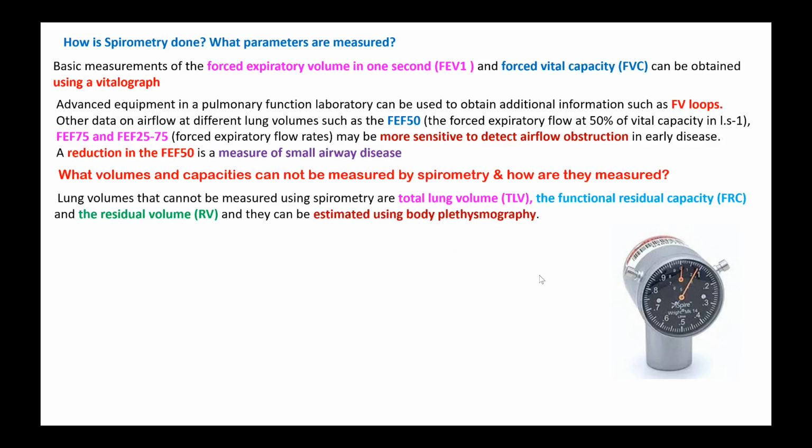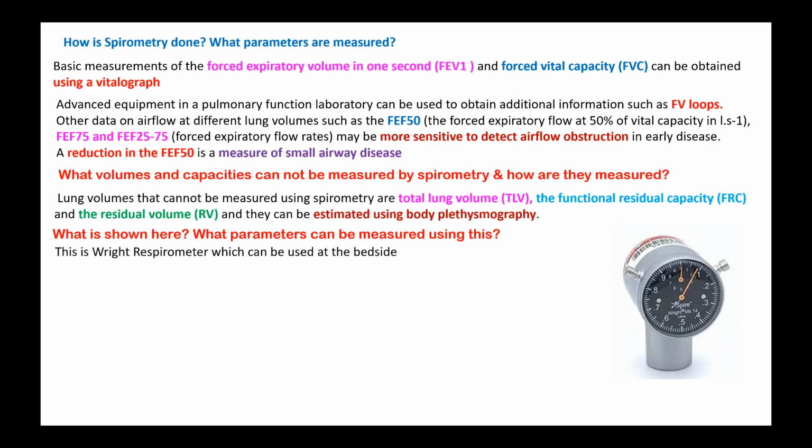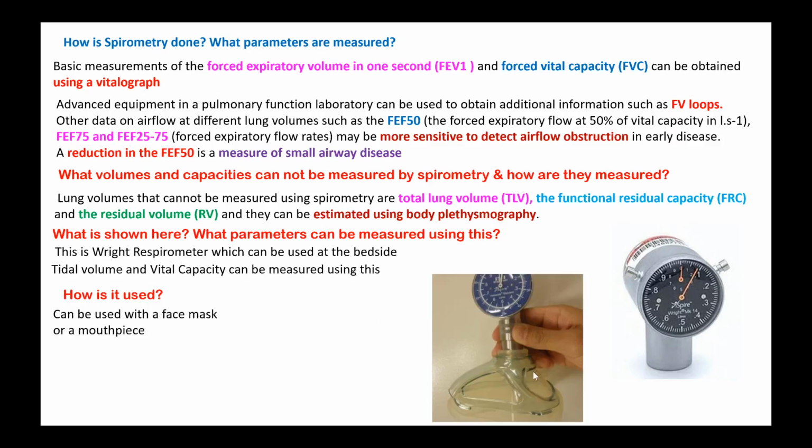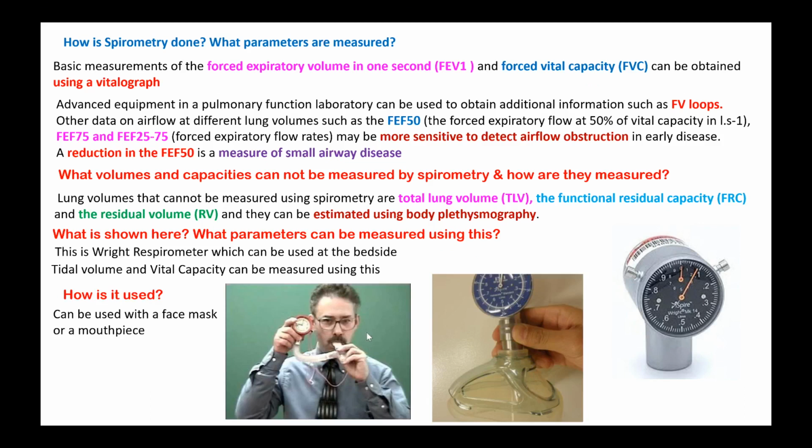And what is this instrument? Wright's respirometer, sir. Wright's respirometer, which can be used at the bedside to measure. What are the measurements you can make with that? Can you measure FEV1 with this? No, sir. You can measure only the static measurements, like vital capacity and tidal volume. Okay? So, how is it used? Of course, it can be used with a mask or it can be used with a mouthpiece to blow.